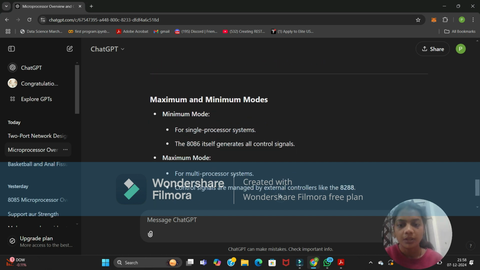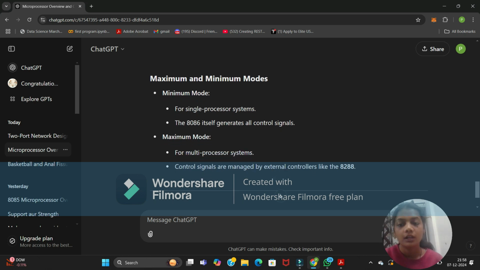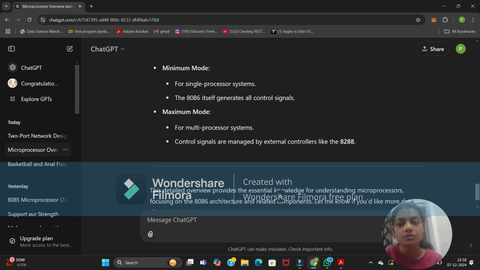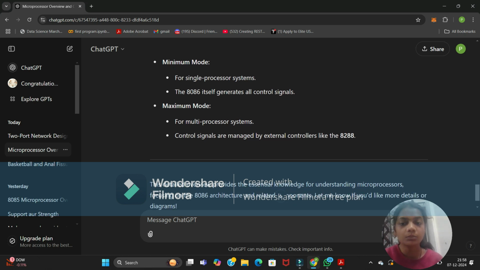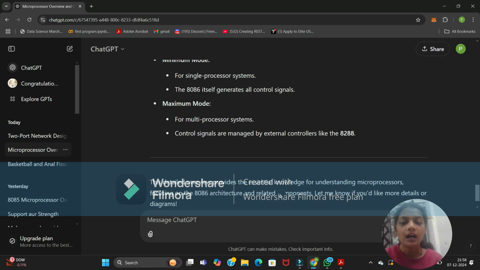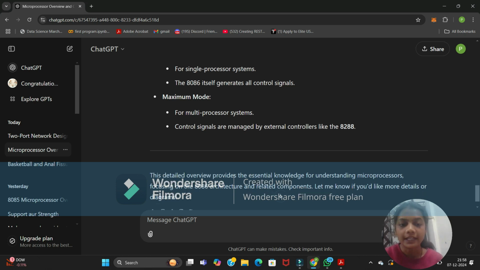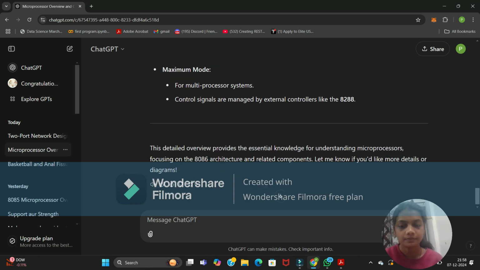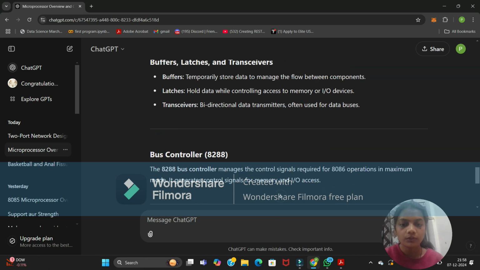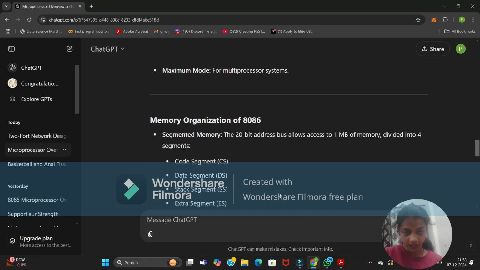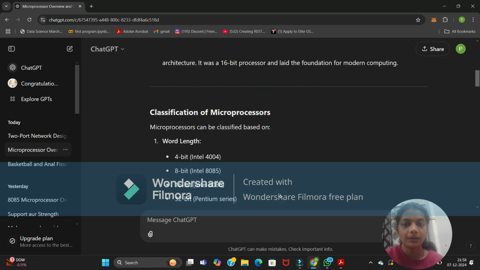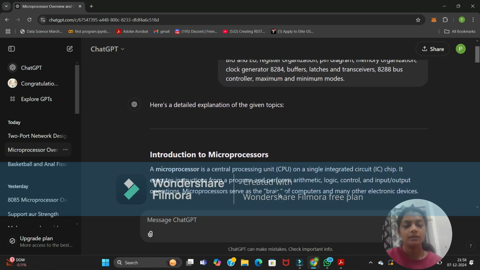Now, maximum and minimum modes. In minimum mode, for single processor systems, the 8086 itself generates all control signals, while in maximum mode, for multiprocessor systems, control signals are managed by external controllers like the 8288. Let me conclude one by one everything, and you will be okay with this topic.